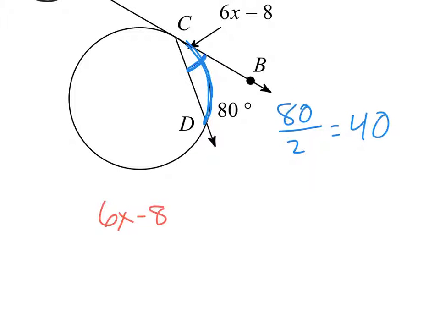6x minus 8 equals 40. Add 8 to both sides. 6x equals 48. Divide both sides by 6. And x equals 8.